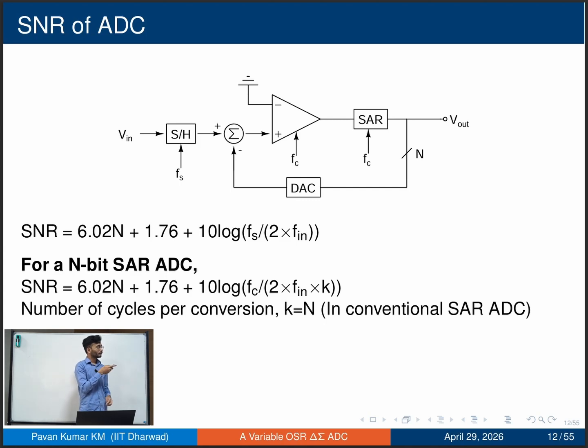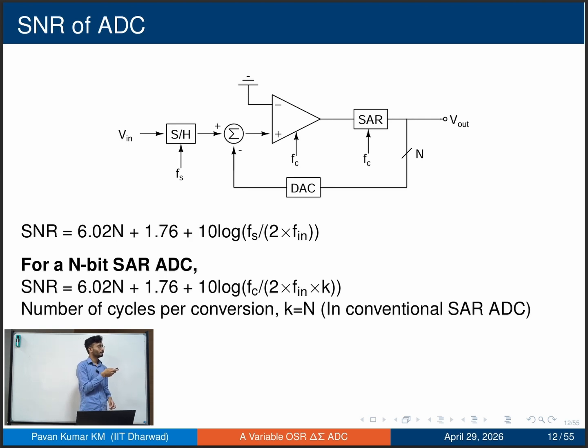If we go through the SNR of this SAR ADC, it is dependent on the number of bits, which is limited by DAC nonlinearity and comparator offset, and it is dependent on FC, which is the SAR controller frequency. It is limited by the technology, and it is dependent on the input signal frequency. Also it is dependent on K, which is the number of cycles per conversion, which is fixed and dependent on the number of bits.